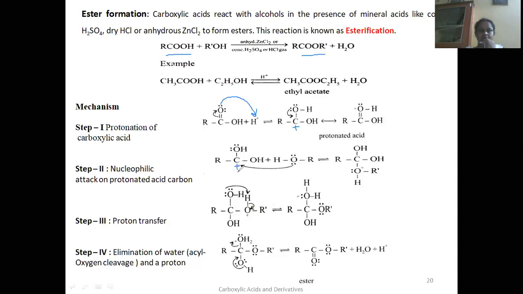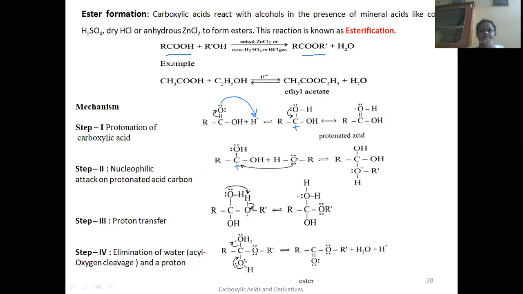So this positive charge here, what does it indicate? It is an electron deficient site. There is a deficiency of electrons, there is a need of electrons here. So it will search for an electron sufficient or electron rich reagent now.